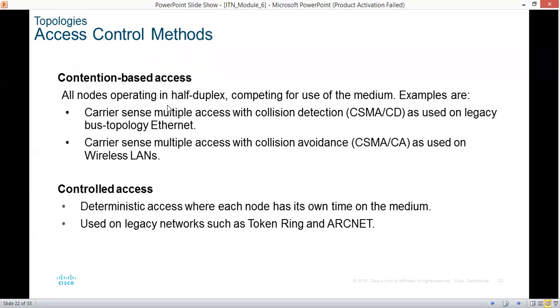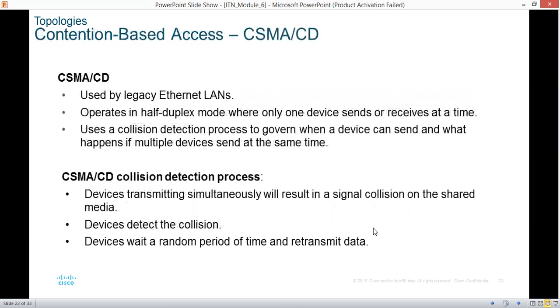So all nodes operating in half duplex compete for use of the medium. They compete for that medium in the bid of trying to send and receive signals at the same time. The controlled access means the deterministic access where each node has its own time on the medium, used on legacy networks such as token ring and ARCNET. When we say legacy, we're talking about old forms of devices or old equipment that are used for data transmission.